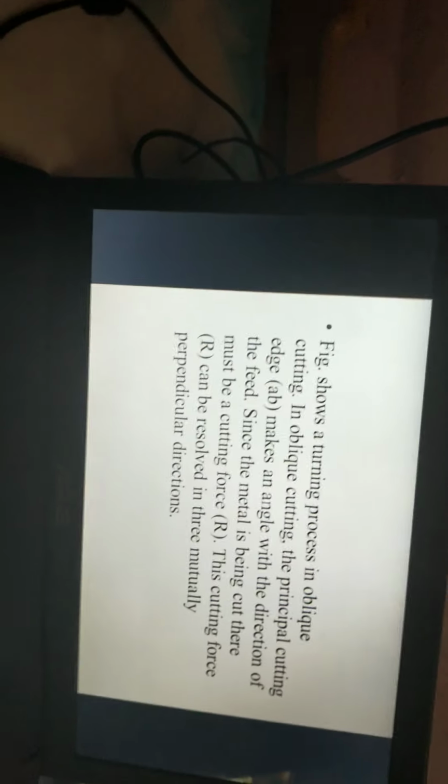Figure means you have to go for this figure. This is the figure. Here the turning operation is shown, and Ft, Fc and all the forces are given. F is the resultant cutting force, Ff is the axial feed force, Fr is the radial feed force, and Fc is the tangential force.